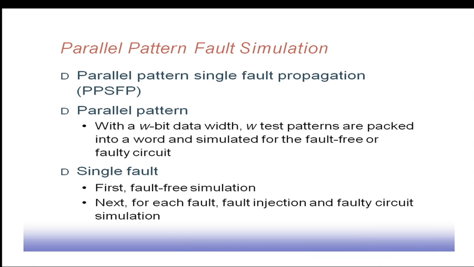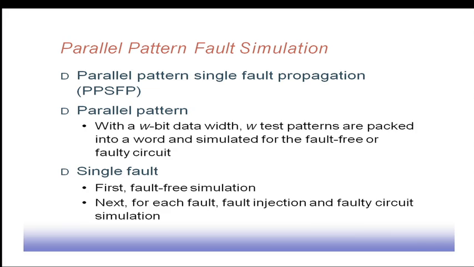Next, we look into parallel pattern fault simulation. In the previous case we simulated a number of faults in parallel. Now we will be doing single fault simulation, but for multiple patterns. The basic idea is similar. We have a W-bit data width, and W test patterns are packed into a word and simulated for the fault-free or faulty circuit. At one time only one particular fault or the good circuit will be simulated, but we are packing W test patterns into the word. That way the operation becomes parallel.